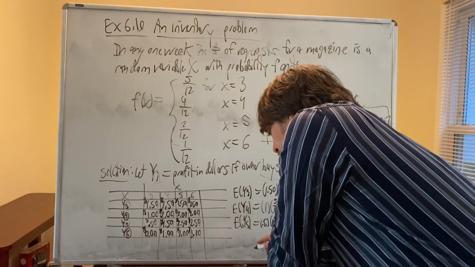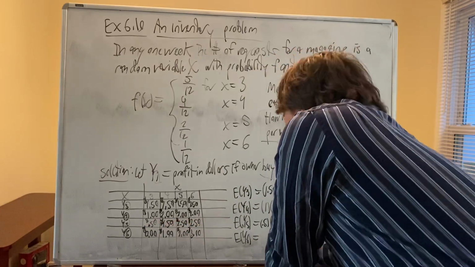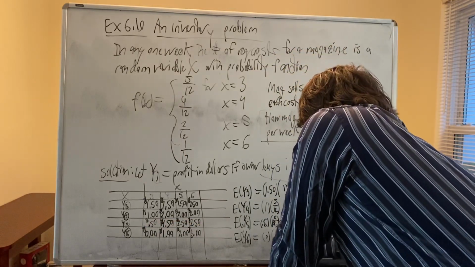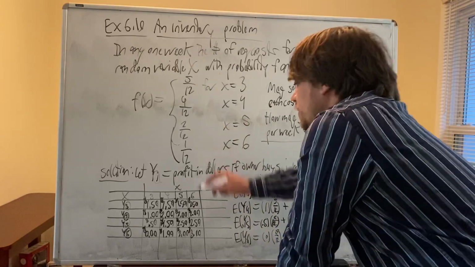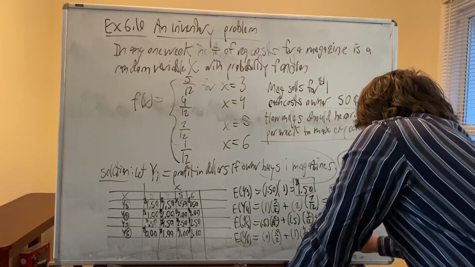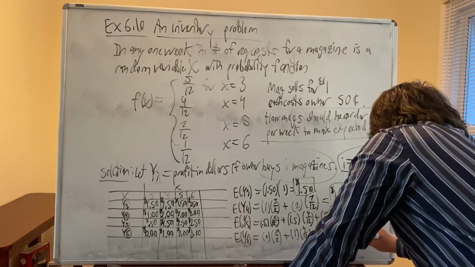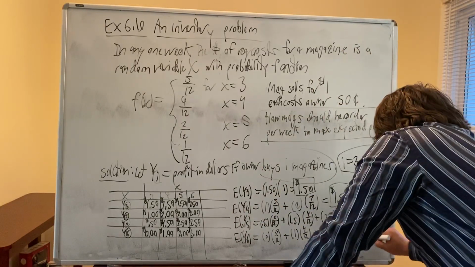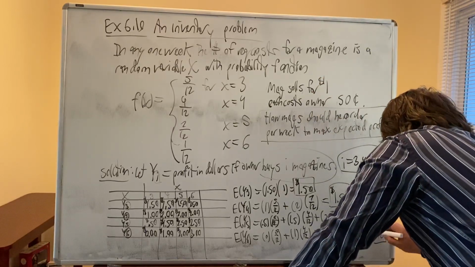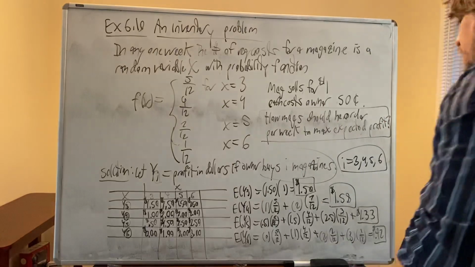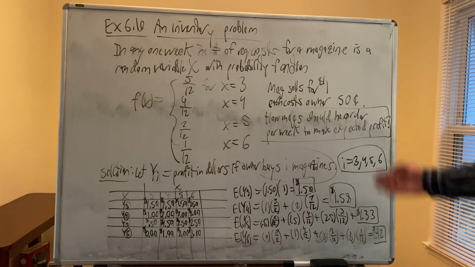And then E of y sub 6 is taking each possible value of y sub 6, which is 0, which has a 5/12 chance of happening, plus 1, which has a 4/12 chance of happening, plus 2, which has a 2/12 chance of happening, plus 3, which has a 1/12 chance of happening. So that's equal to 0.92. Okay, and so now the expected values of those are these 4 values. And so we want to max expected profit.